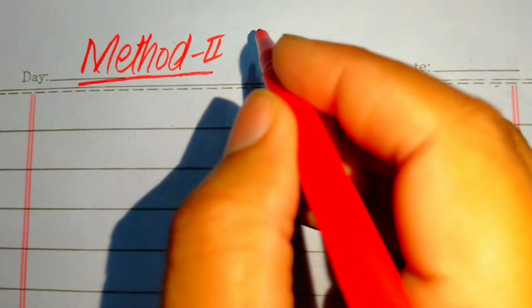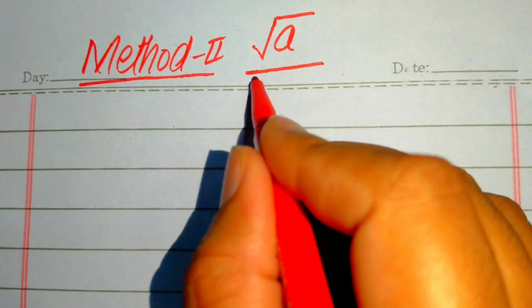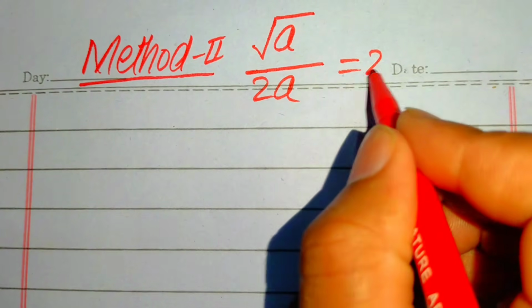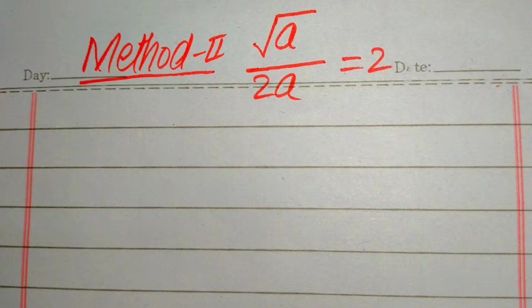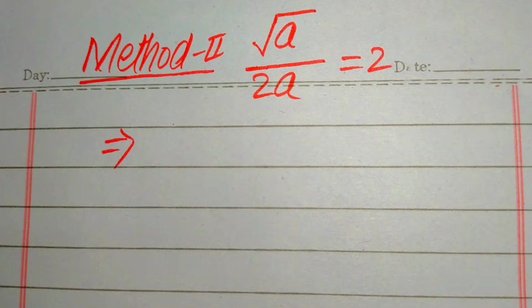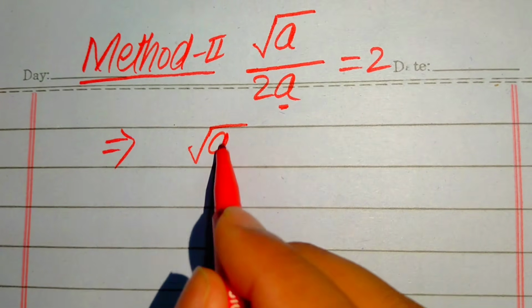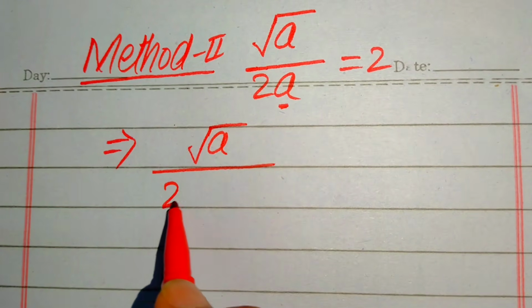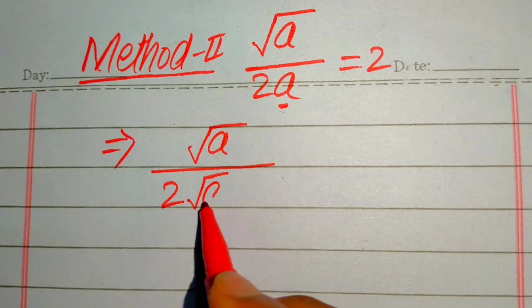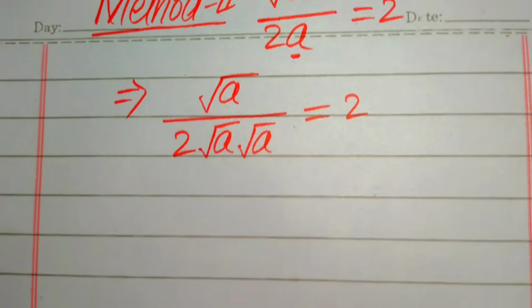So in the second method, we first copy down the given question statement. Here it is square root of a divided by 2a is equal to 2. So our second method is the straightforward or quick method. Here we quickly determine the solutions of this problem. So here first we rewrite this a in the form of a product of two radicals. So we write a as square root of a multiplied by square root of a is equal to 2.